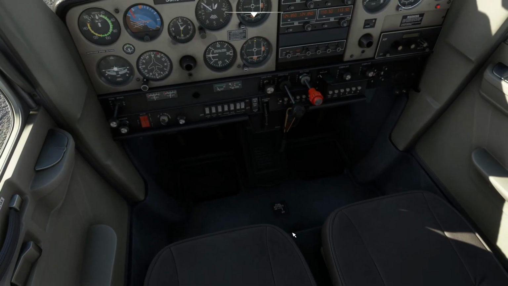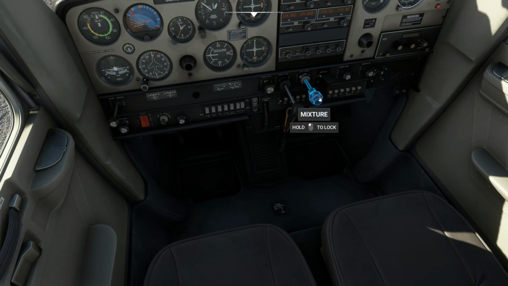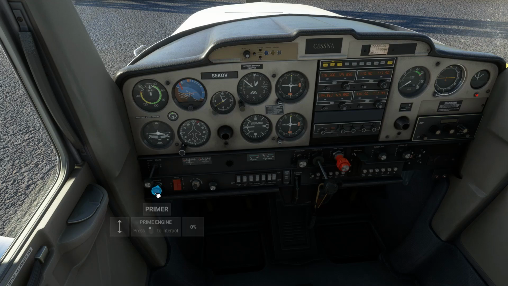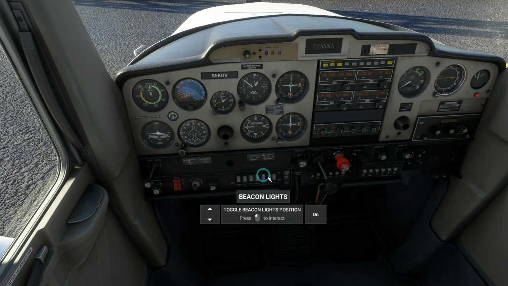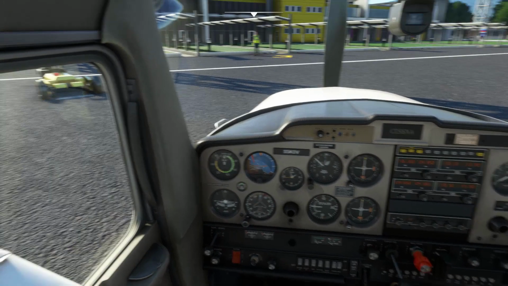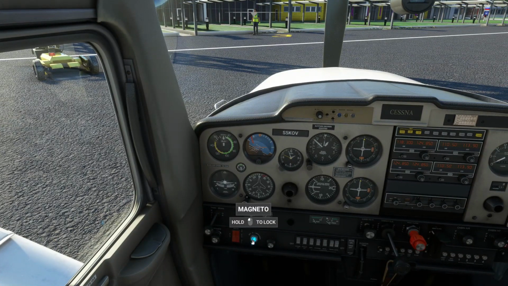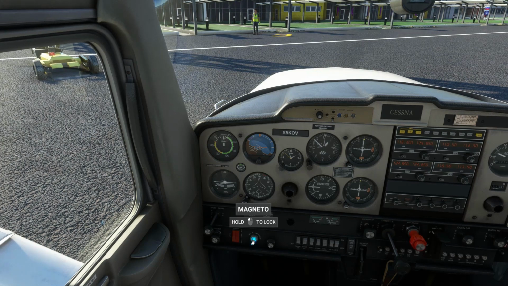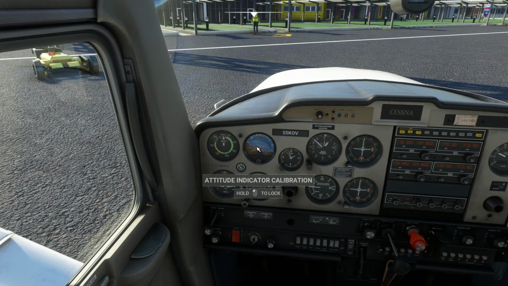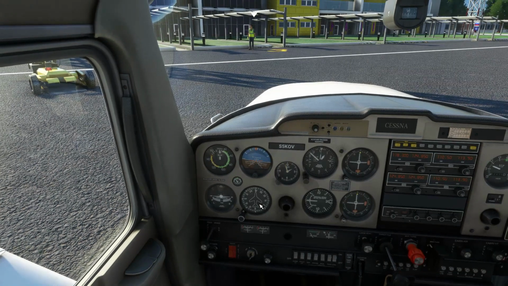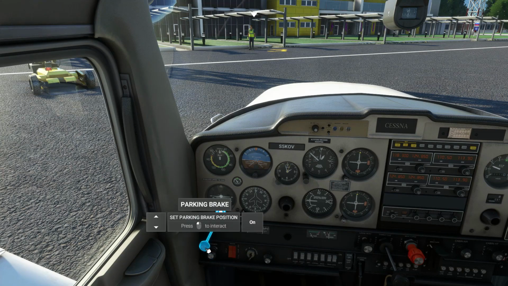First power on, fuel on, mixture rich. Let's prime a little bit. Then beacon light on so that everybody on the airfield will know we are starting the engine. Okay, we are on. Our instruments are leveling up. Our heading indicator is in the correct orientation. Parking brake is set.